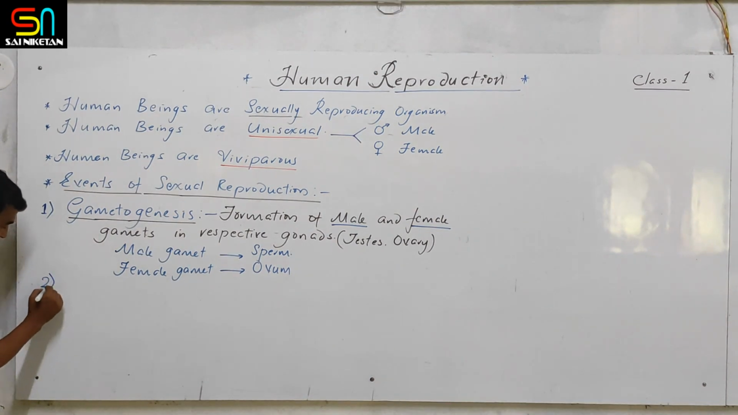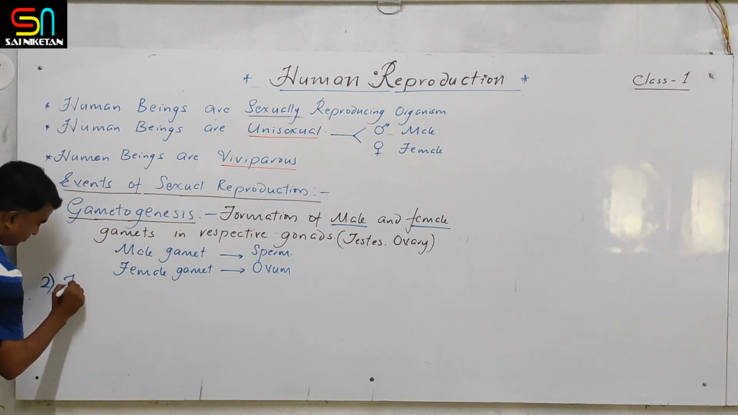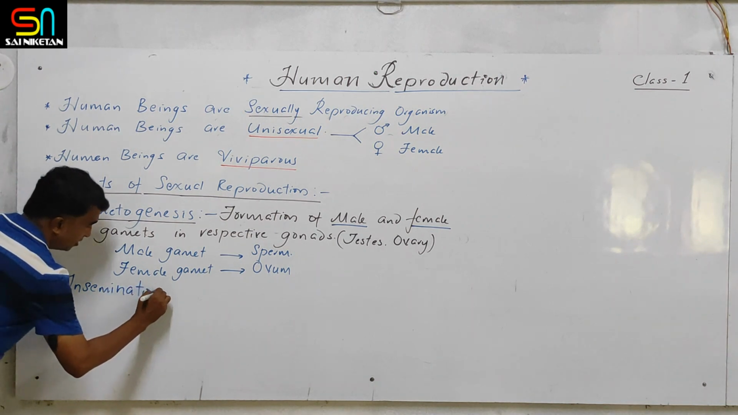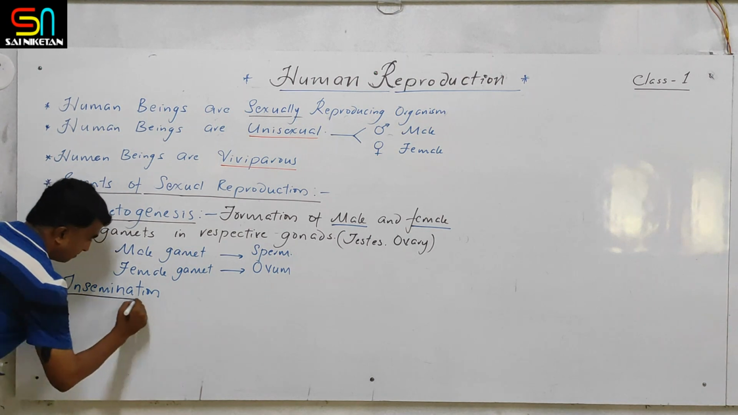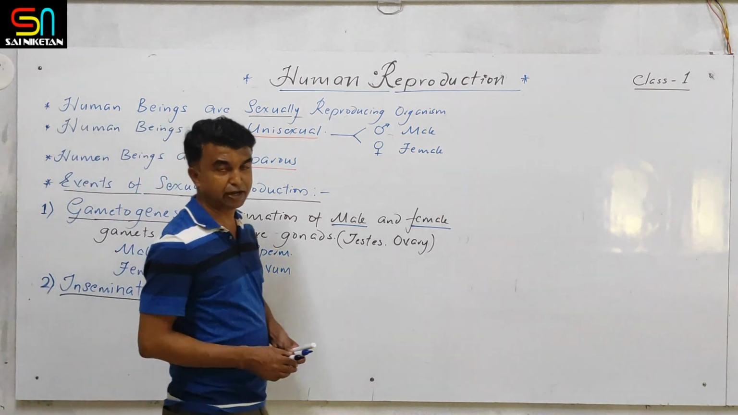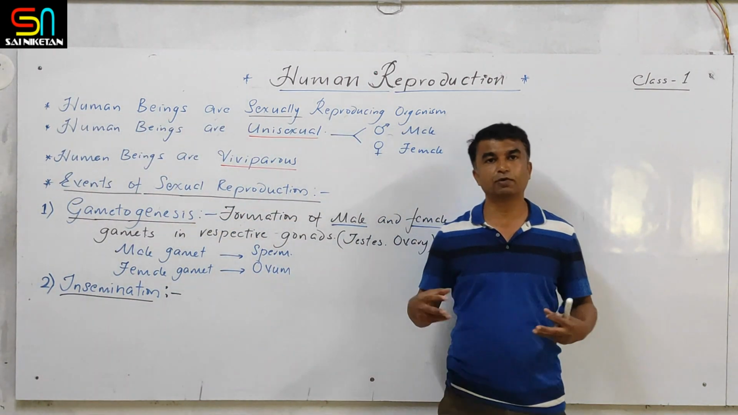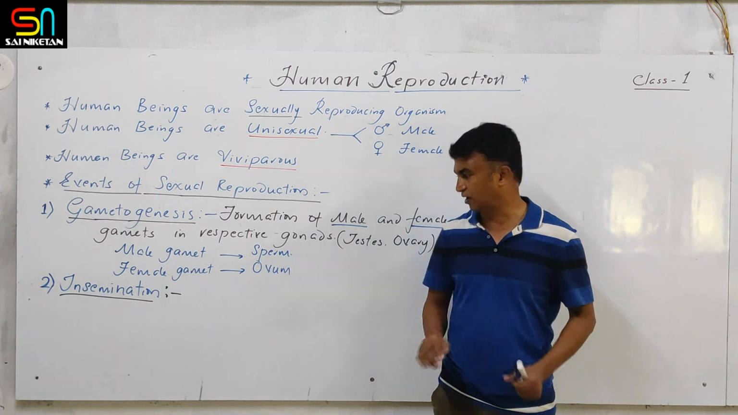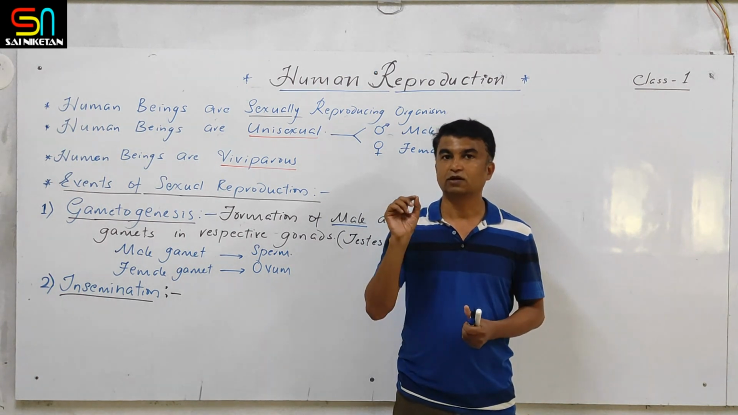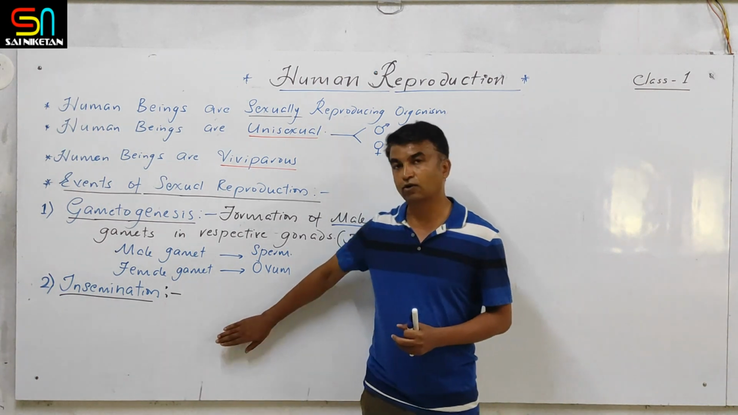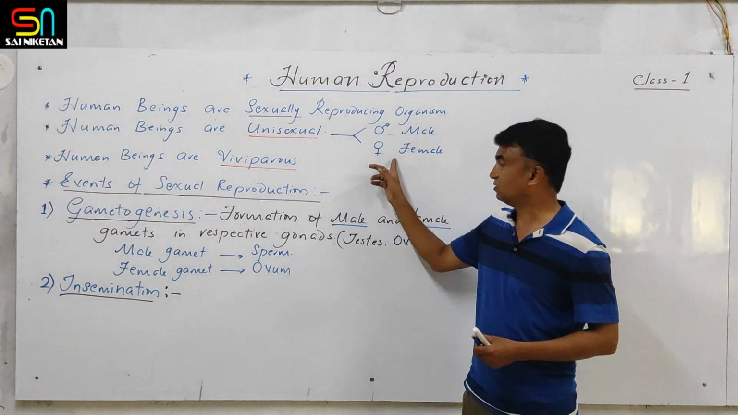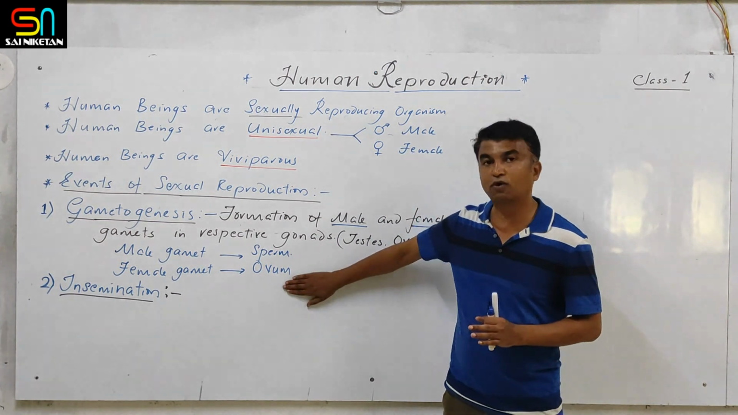the next event is insemination. This is the second event, insemination. In sexual reproduction in any organism, the male gamete and female gamete should be brought physically together in one particular area. After that, the male gamete and female gamete unite, the pronuclei of both gametes fuse, and a diploid zygote forms. In this case, the male gamete is produced in the testis, and the female gamete remains in the female ovary. The ovum will not come outside.